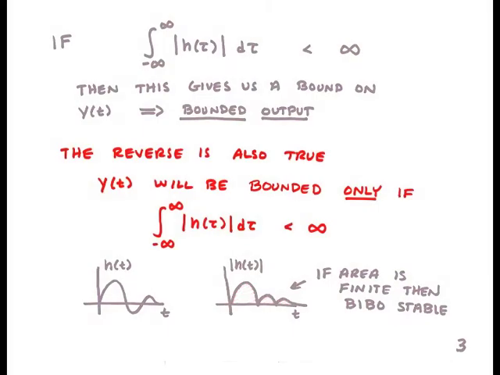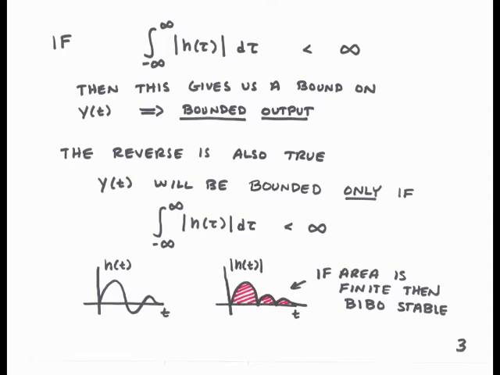Turns out the reverse is also true. y of t will be bounded only if this integral is a finite number. So this condition that the integral be finite is an if and only if condition. That is, it's necessary and sufficient for bounded input, bounded output stability.